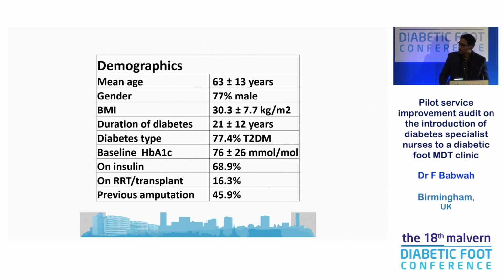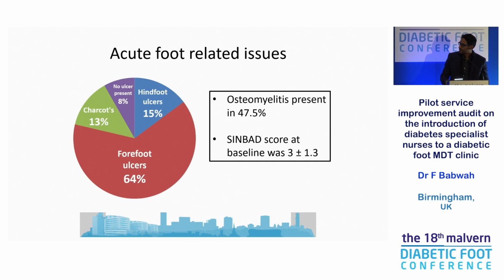So in terms of results, we audited 61 patients, and these demographics shouldn't surprise anybody in this room. The majority of patients were male, with long duration of diabetes, mainly type 2 diabetes, and a not brilliant baseline HbA1c of 76 millimoles per mole. A large percentage were on insulin, and a lot had previous amputations, the majority of which were minor amputations. Unsurprisingly, 64% of patients had forefoot ulcers. Up to half of our patients had either clinical or radiological evidence of osteomyelitis and were treated as such. The baseline SINBAD score was 3.